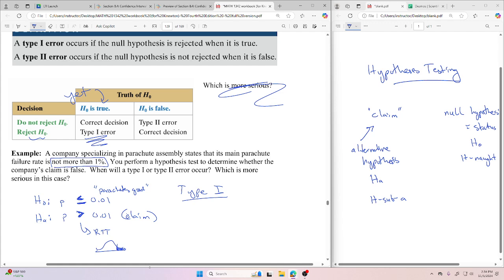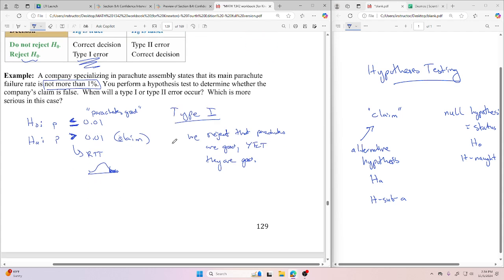Because we're doing type 1, we reject that parachutes are good, yet they are good. So we go and say, nah, man, your parachutes are bad, but actually they were good the whole time. There was no problem. Does that make sense what I'm trying to get at there? We made an incorrect decision, but what happened in the end? Is that an okay thing? At least, was it terrible?